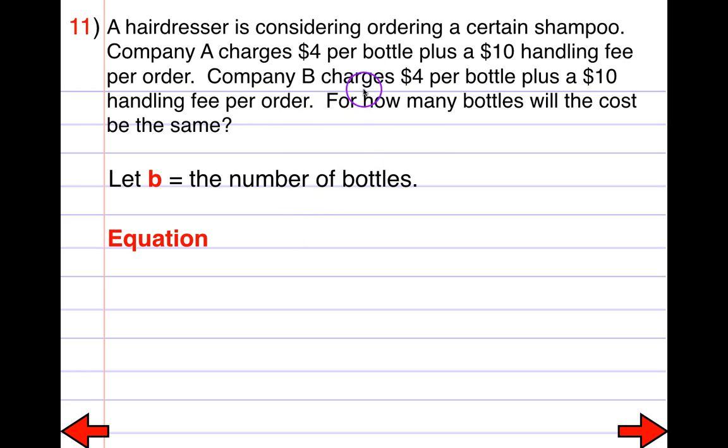So for company A, I'm going to set the expression as 4B, because it's $4 per bottle, plus 10, because you're going to get charged this handling fee. For company B, I'm going to put 4B, because it's $4 per bottle again, plus 10. So this is what I end up with. And notice I did put an equal sign. Why? Because they're asking me when the cost is going to be the same.